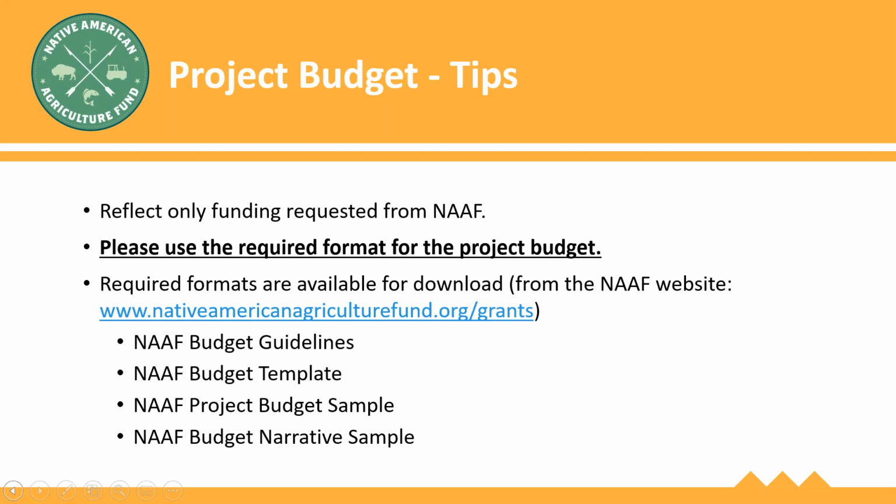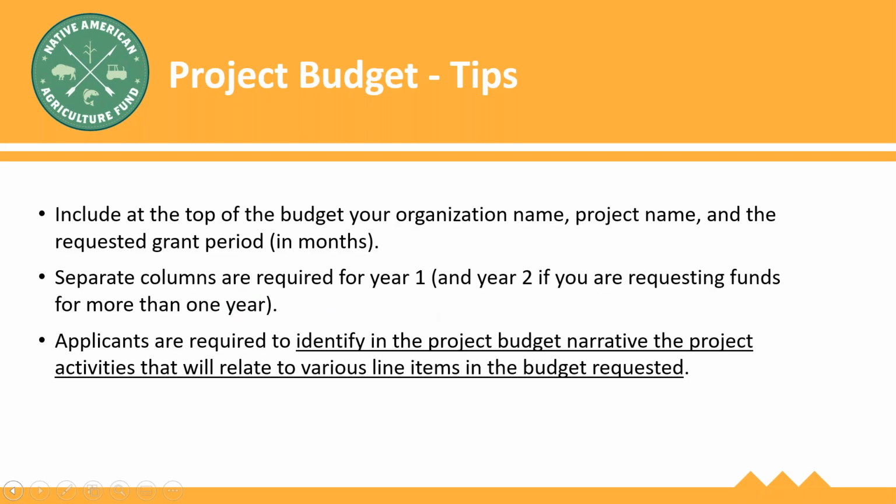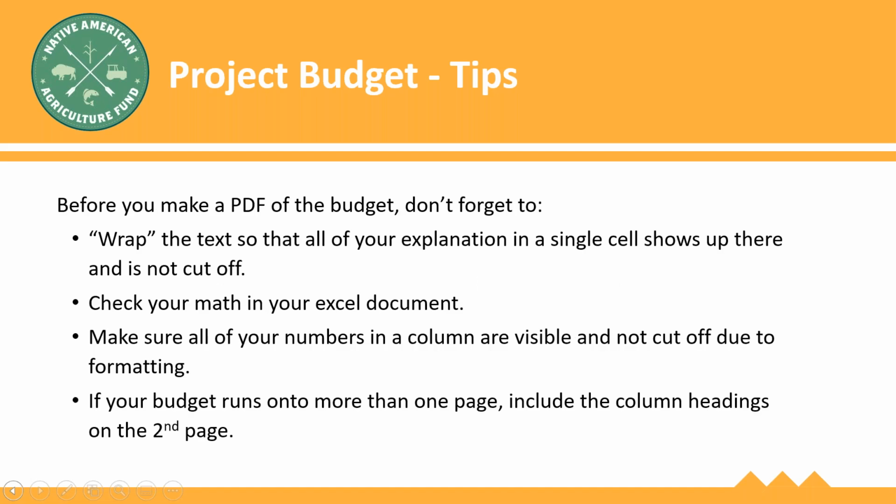And other requirements: size and character limit. These documents include the NAAF budget guideline, NAAF budget template, NAAF project budget sample, and NAAF budget narrative sample. Next slide. Include at the top of your budget your organization's name, project name, and the requested grant period in months. Separate columns are required for year 1 and year 2 if you are requesting funds for more than 1 year, and applicants are required to identify in the project budget narrative the project activities that will relate to various line items in the budget requested.